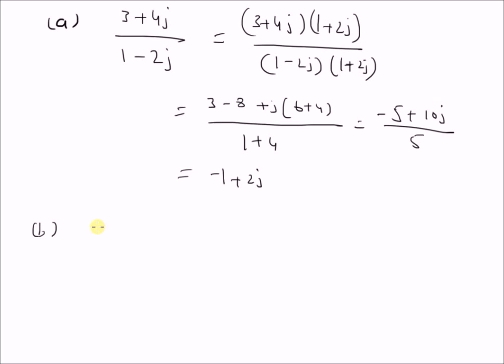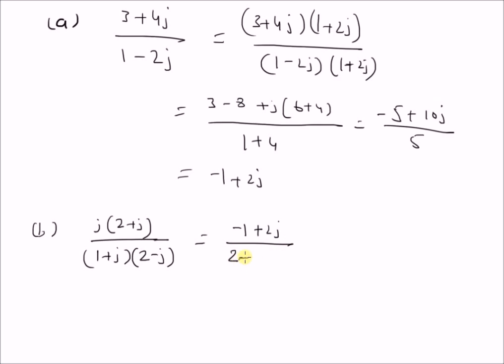Next one is a ratio of products of complex numbers, that is j times (2 + j) over (1 + j) multiplied by (2 - j). In this case, first we have to simplify both the numerator and denominator respectively. The first one is obviously equal to -1 + 2j. Second one is 2 plus 1 plus j into 2. 1 into 2 is 2, and j into j is j squared, which is minus 1, so we have 2 minus 1. So this is equal to (-1 + 2j) over (3 + j).